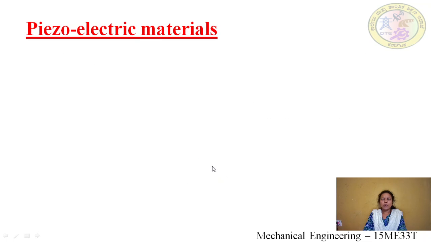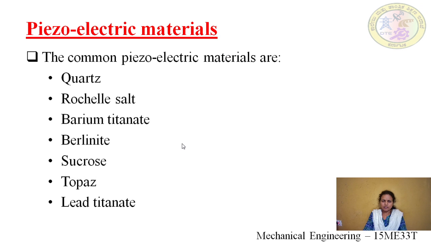We'll go through some of the piezoelectric materials. There are two types of piezoelectric materials: one is natural materials, another is synthetic materials. Natural piezoelectric materials are like quartz, tourmaline group minerals, and synthetic materials are more sensitive than the natural materials. Synthetic materials are like Rochelle salt, barium titanate.